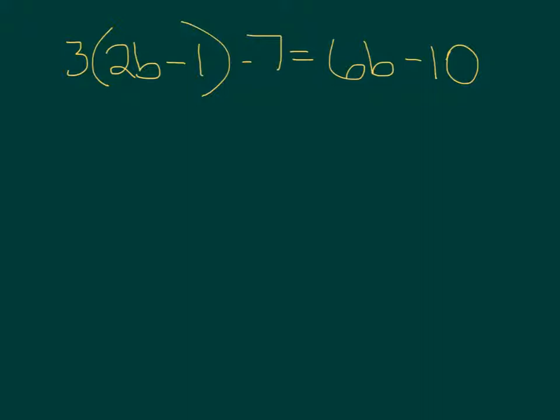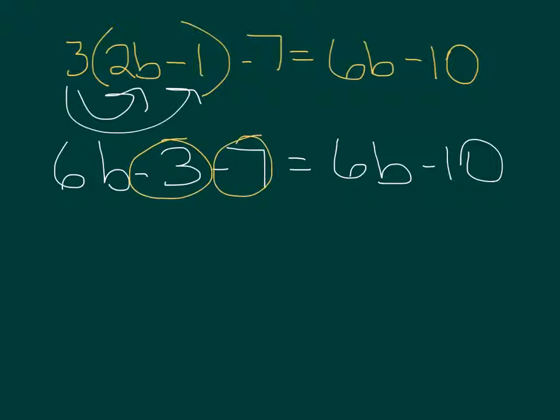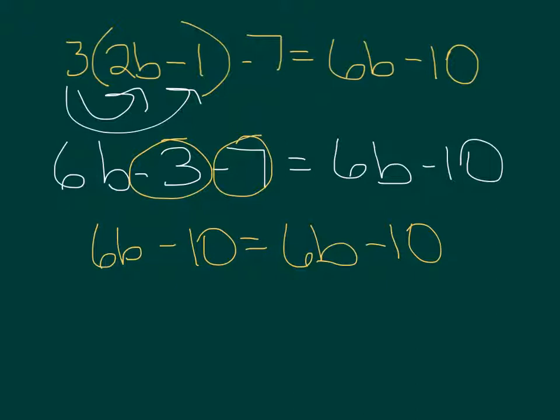The next example here, we distribute our 3, so we have 6b minus 3 minus 7 equals 6b minus 10. So we first combine our negative 3 and our negative 7. So we have 6b minus 10 equals 6b minus 10. So obviously these would be equal to each other. And so this answer would be all numbers, because no matter what number you plug in for b, you're going to plug it in on both sides, so your answer is going to be equal to itself every time.